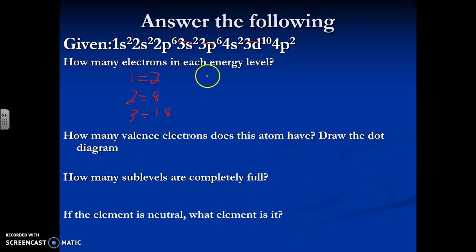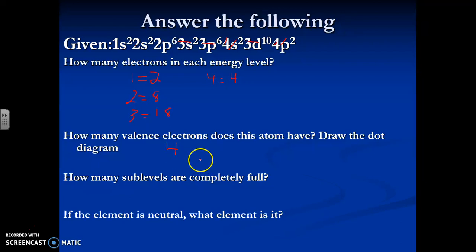And then in the fourth energy level, that's the last one that we see, you got here and here, and that's a total of 2 plus 2, which is there are 4 electrons in the fourth energy level. How many valence electrons does this atom have? Remember, valence electrons are the number of electrons in the last or highest energy level. The highest energy level is the 4th. Alright? And in the 4th energy level, there are 4 valence electrons.